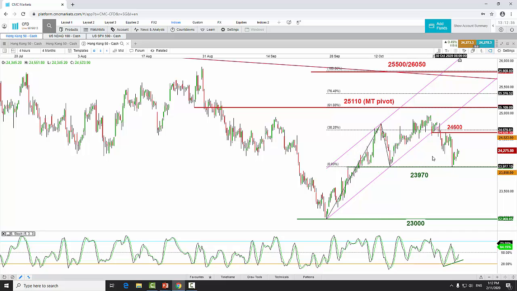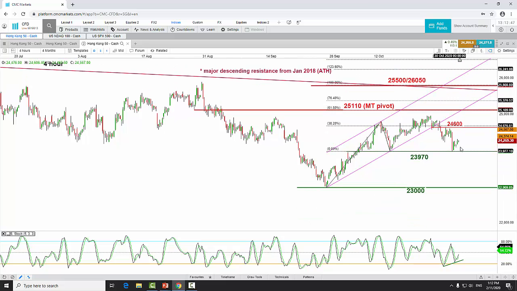So what we could see over here is that on the momentum indicator, which is the stochastic, the 4 hour stochastic starts to shape a bullish divergence signal as well, implying that last week's sell off is kind of overdone, where we could see a potential snapback rally. So this snapback rally could potentially take us up to 24,600. So as long as this 25,110 key medium-term pivotal resistance holds, we could see another leg down to retest 23,970.